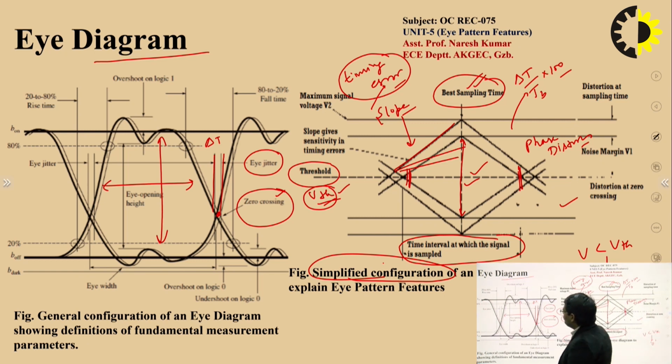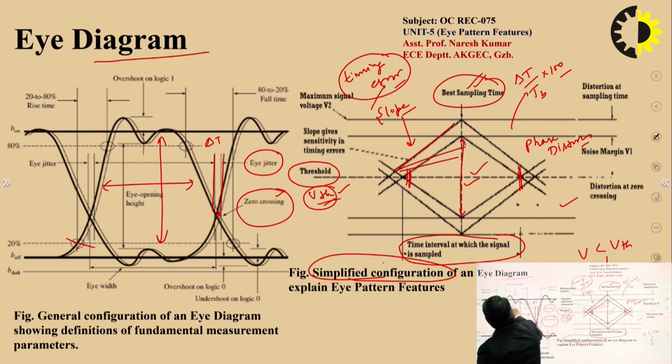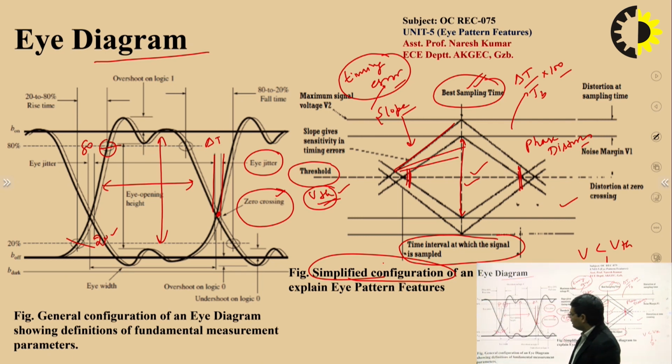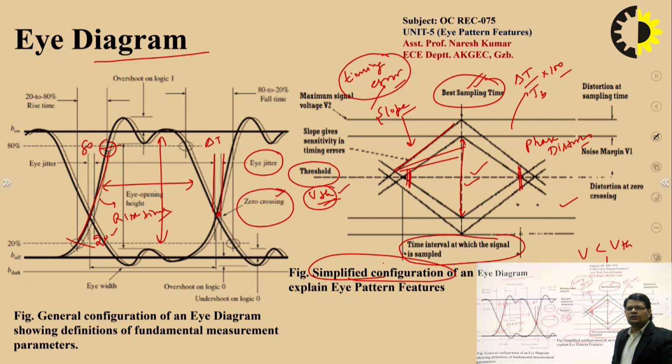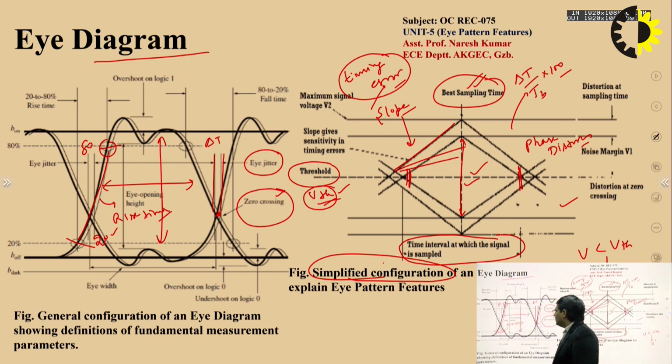From the eye diagram, we can also comment about this. From this point, when the amplitude level is 20% to when the amplitude level is 80%, this time when the signal level rises from 20% to 80% is known as the rise time. So from the eye diagram, we can also comment about the rise time of the system, which indicates the speed of the system. If the rise time is less, then the system is faster. So we can also comment about the rise time.